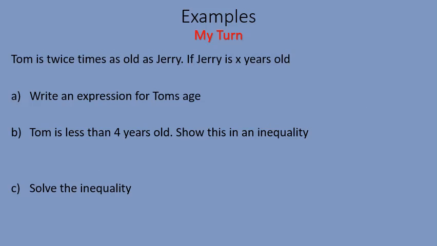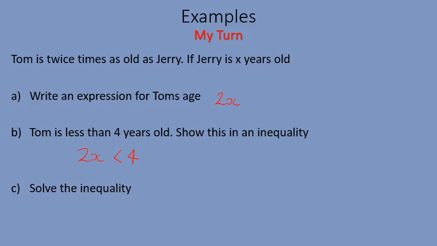These next questions then are split into sections for you. So Tom is twice as old as Jerry. If Jerry is X years old, write an expression for Tom's age. So Jerry's X, but Tom is 2 times as old as Jerry. So 2 lots of X for Tom. Tom is less than 4 years old. Show this as an inequality. So our expression for Tom's age is 2x. So Tom, who is 2x, is less than 4 years old.